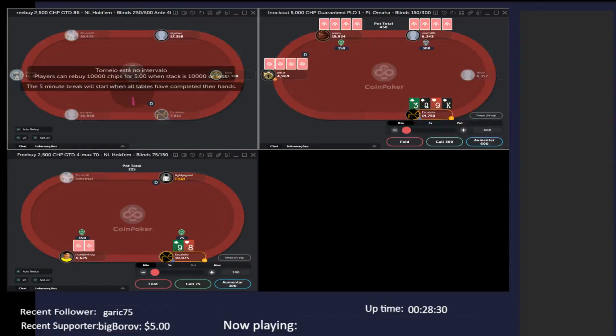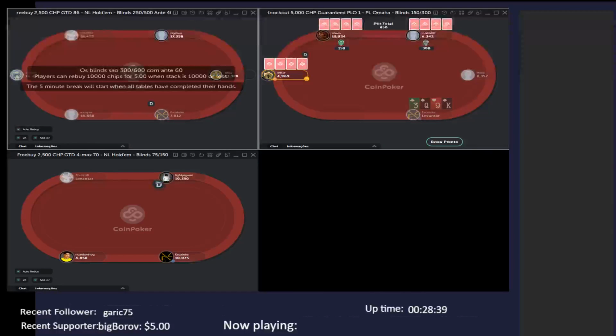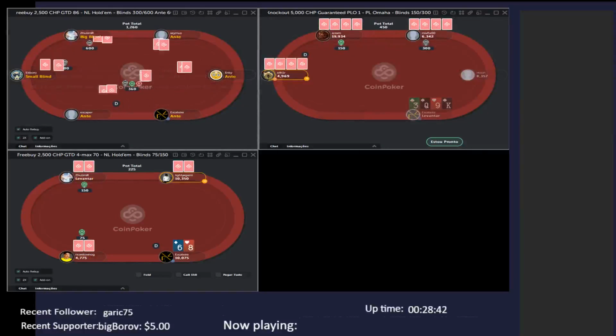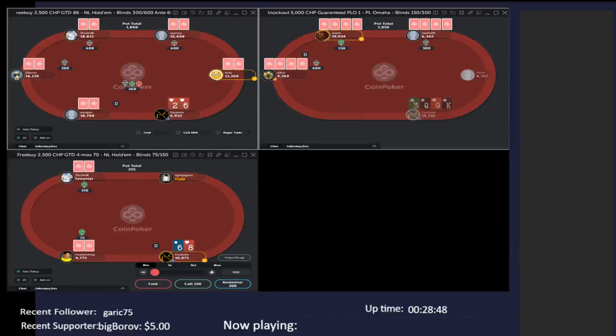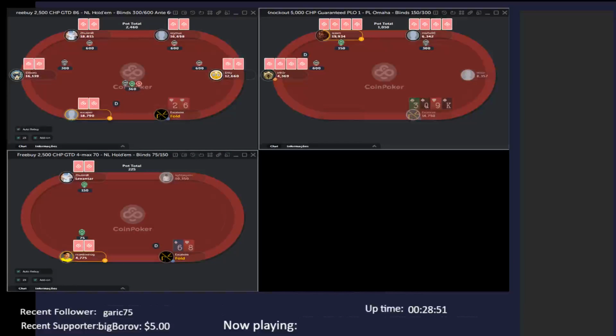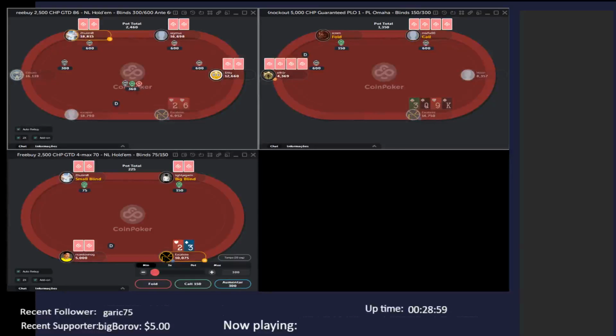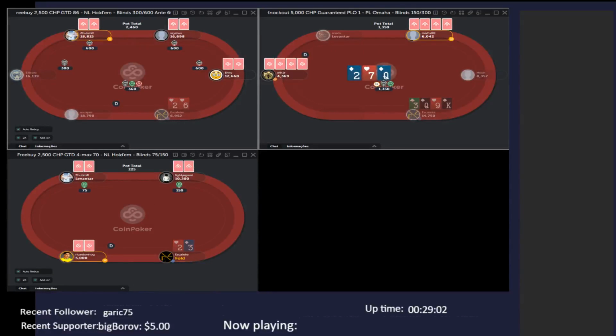Now, ladies and gentlemen, let's move on to our tables. At this moment we are playing 3 tournaments, with 2 Freebuys, which are not really Freebuys anymore, they're just buys because we have made the buy. And another tournament is the knockout for 5,000 CHPs, with the bounty knockout.